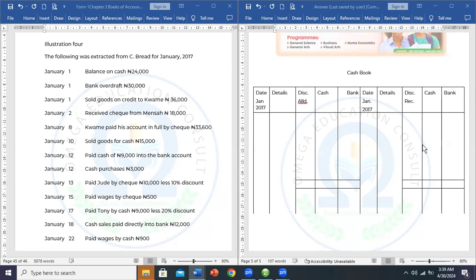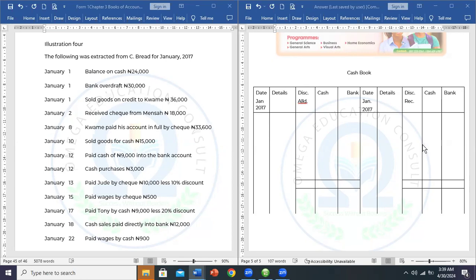Okay, so let me quickly reread it. So we have a lot of transactions. The following was extracted from Seabread for January 2017. So January 1st, balance on cash. And then January 1st, again, bank overdraft. Then we have sold goods on credit to Kwame, received a check from Mensa.